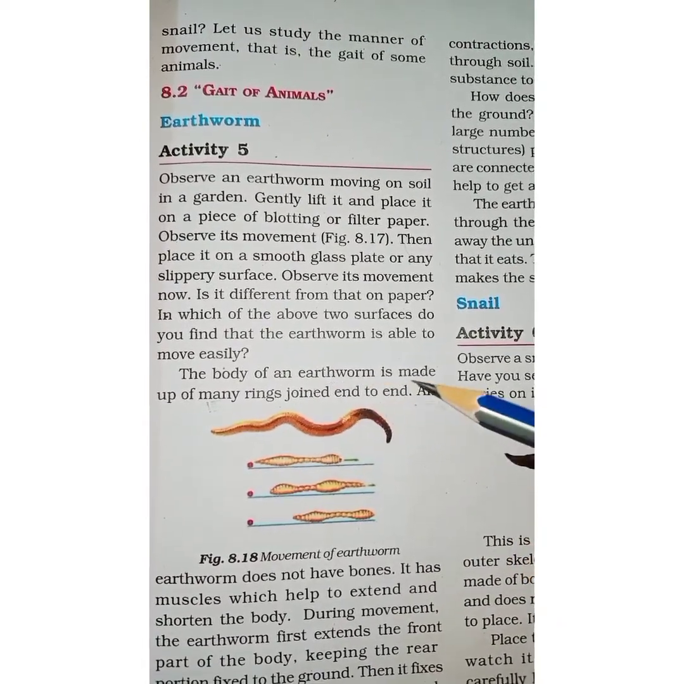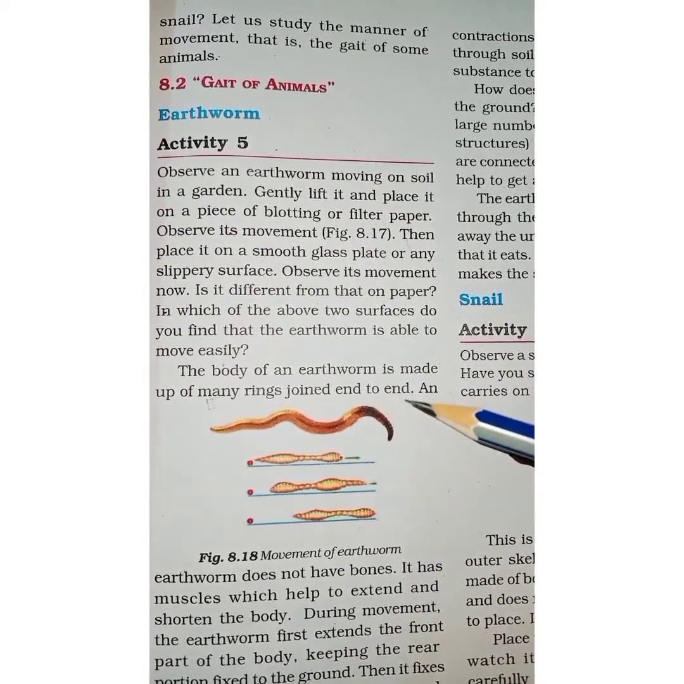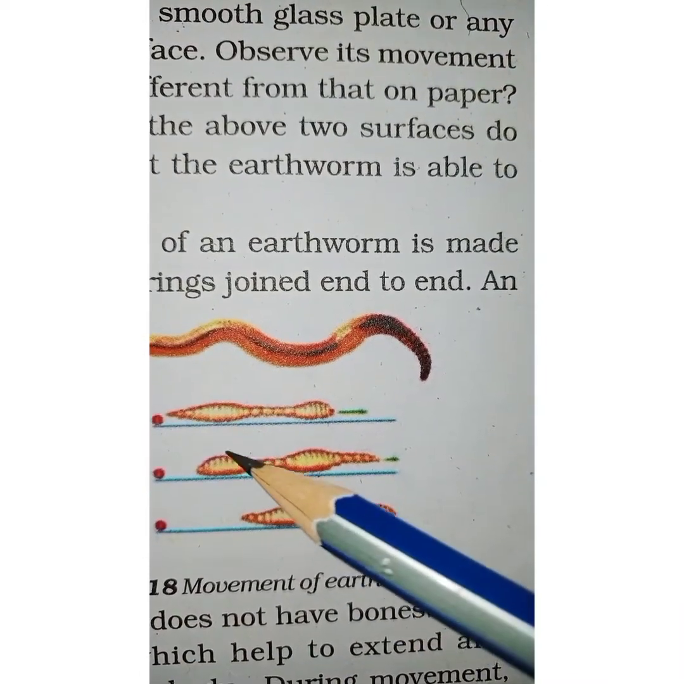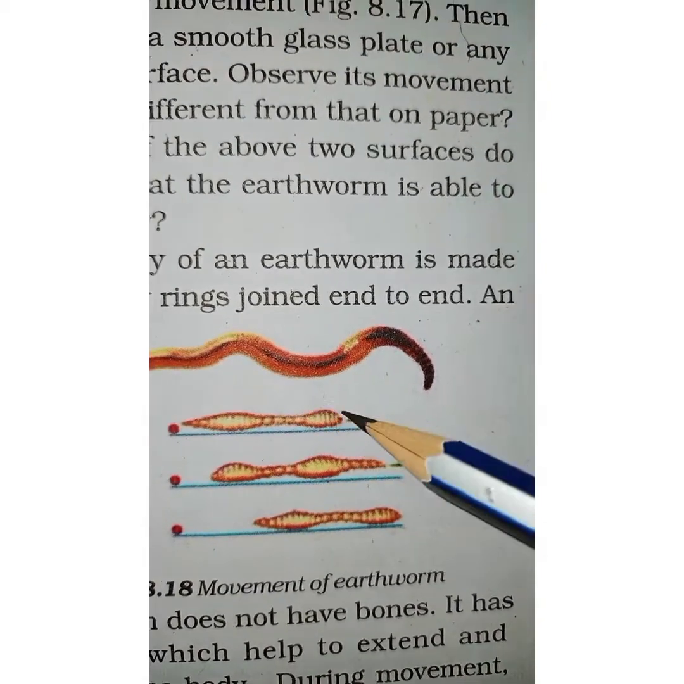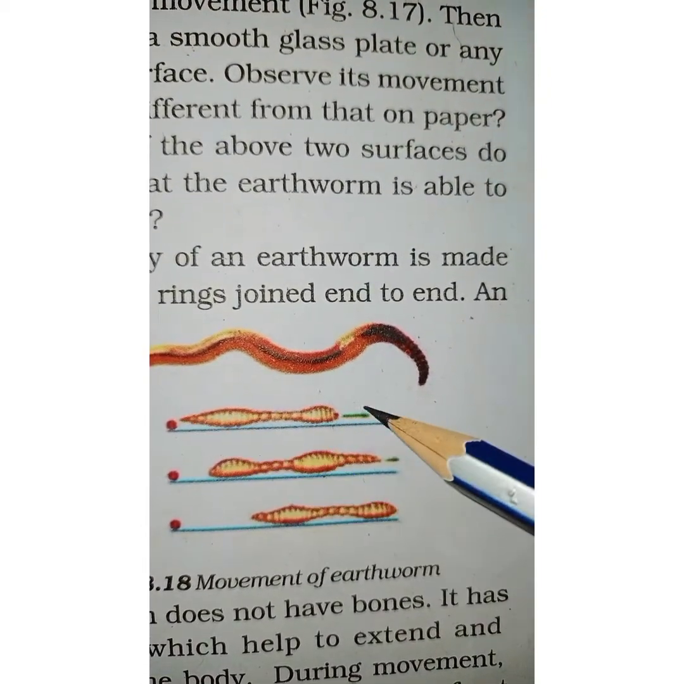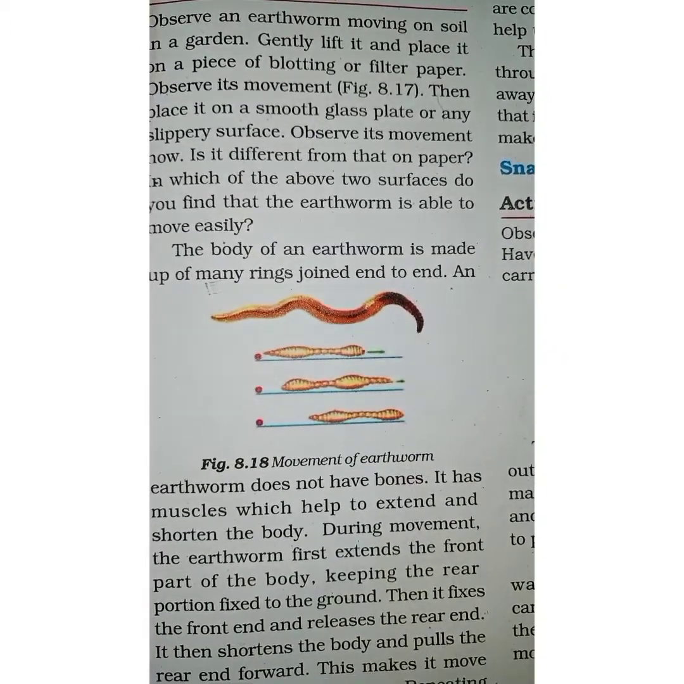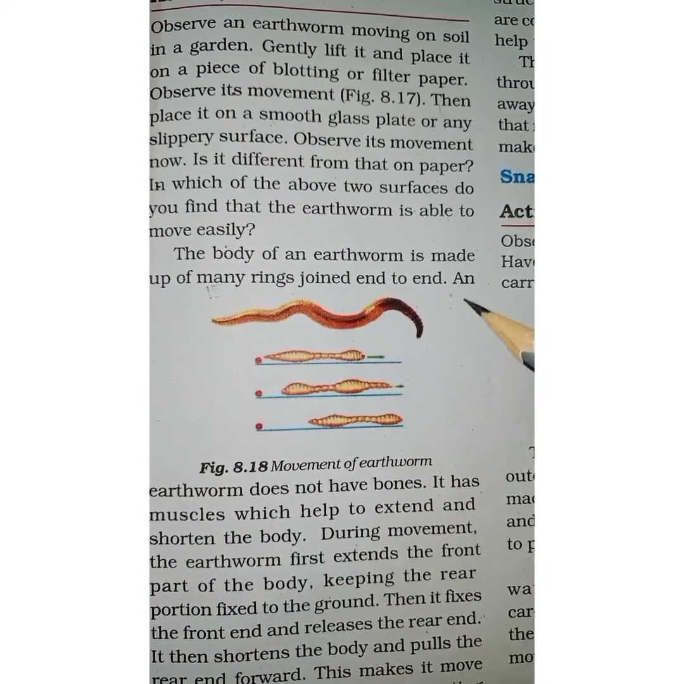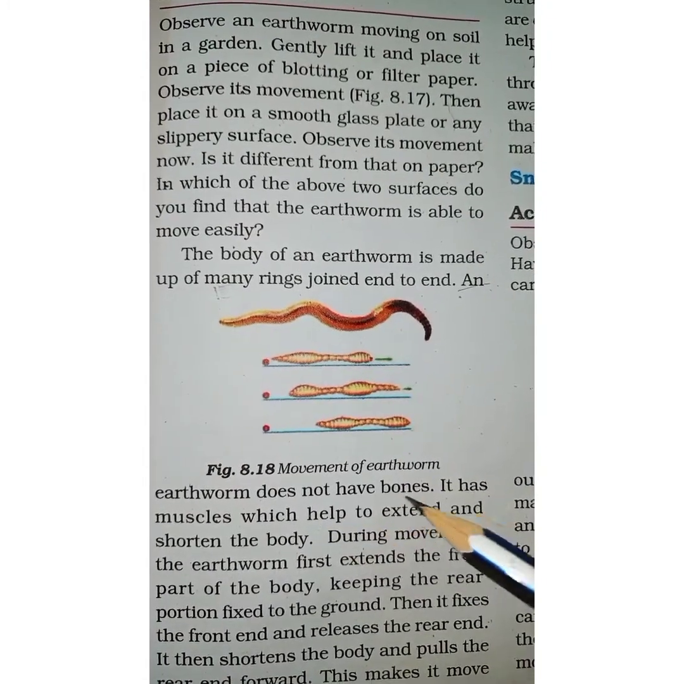The body of an earthworm is made up of many ring joints end to end. So here you can see these are the rings. These are nothing but the rings which you can see. There are n number of rings present on the earthworm, which start from one end to the other. So its body is made up of many rings. An earthworm does not have bones. This is the main point which you need to remember: an earthworm does not have any bones.